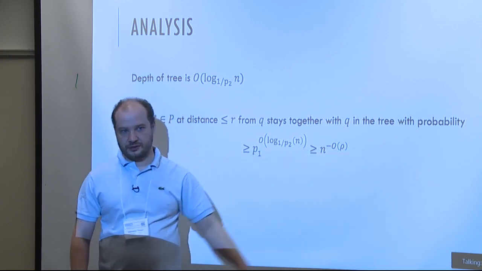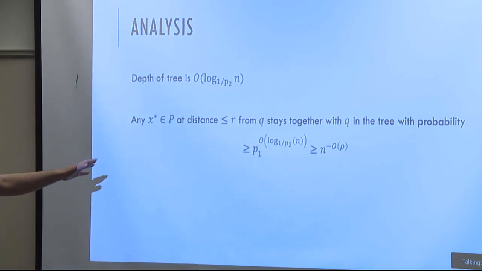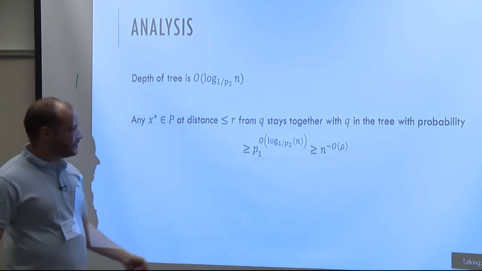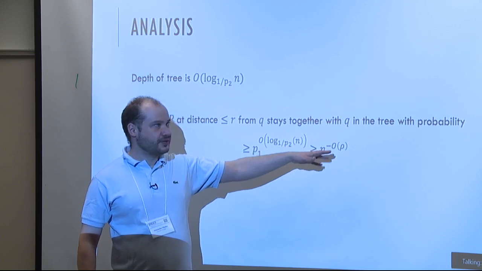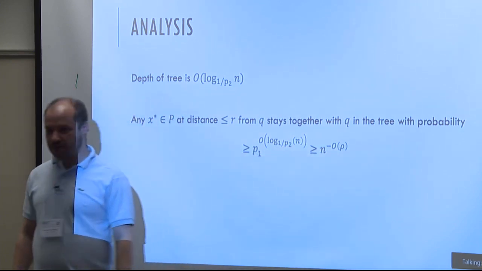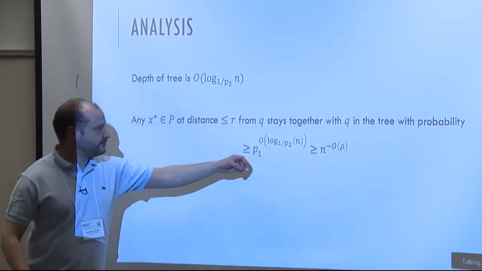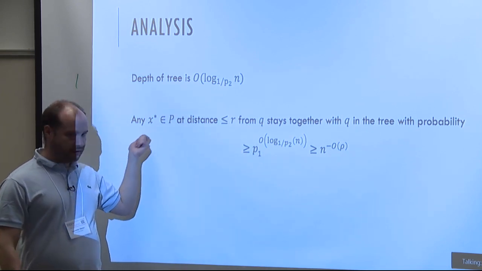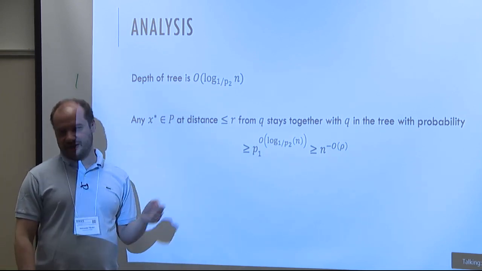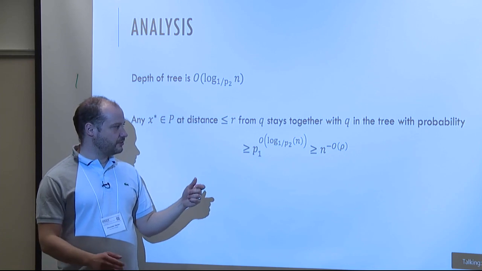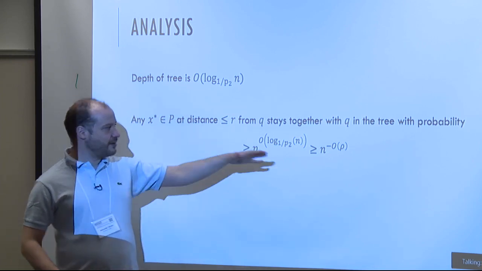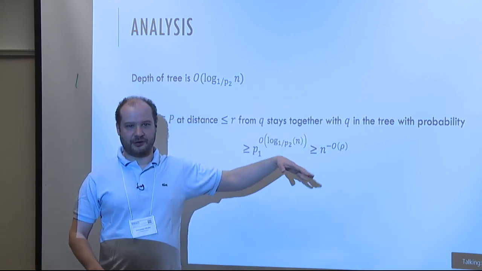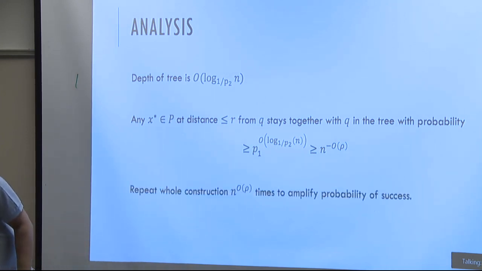So that's actually a similar argument to classical LSH arguments. If rho is something small enough, then this gives you decent probability of finding your near neighbor. And this is not very high probability, so you just repeat the whole thing about n to the rho times to amplify the probability of success.